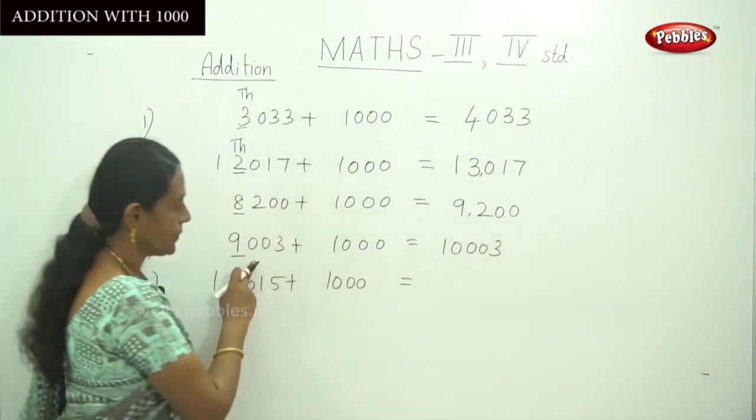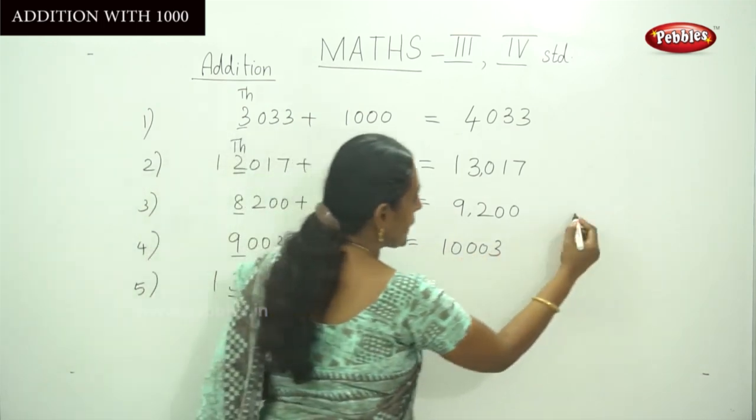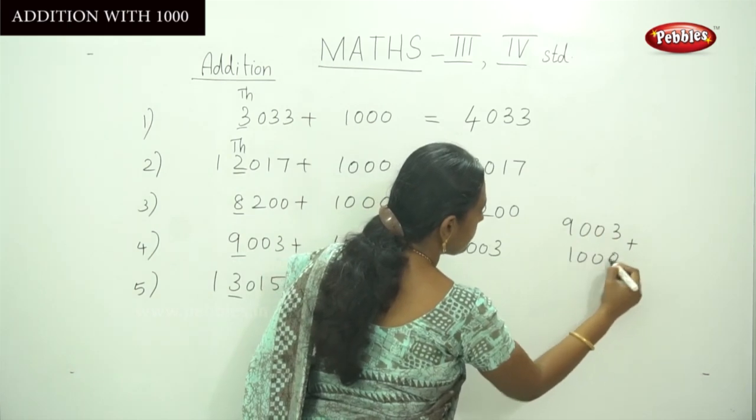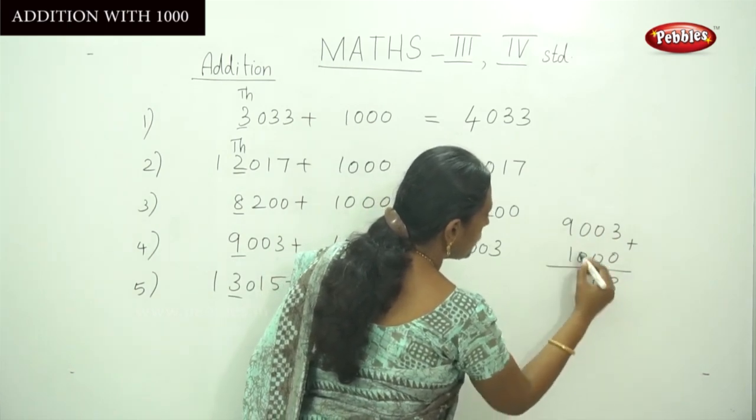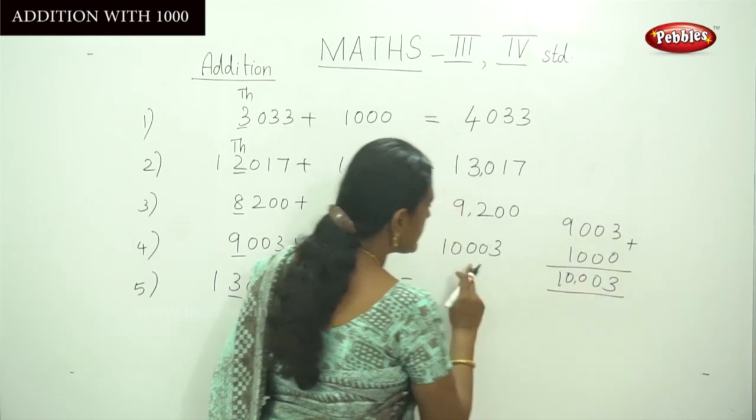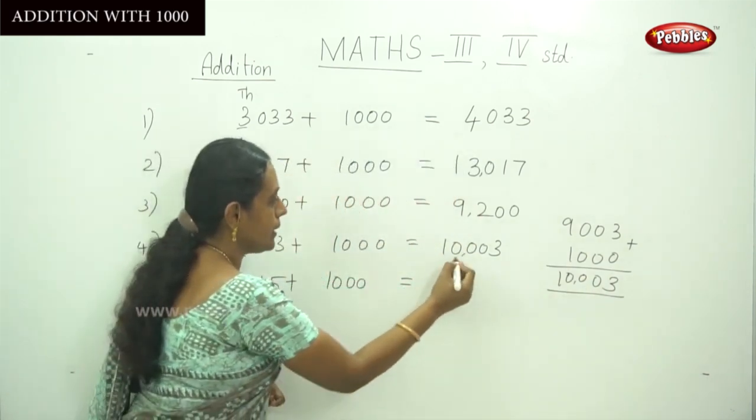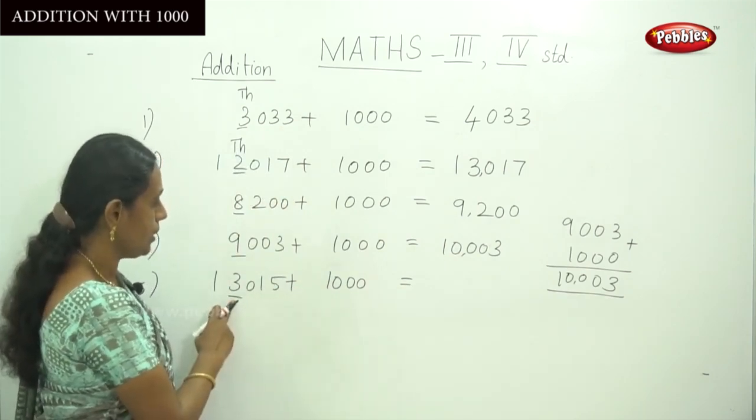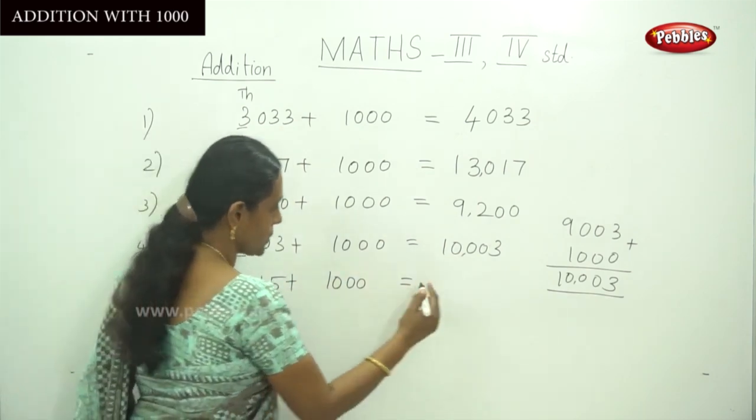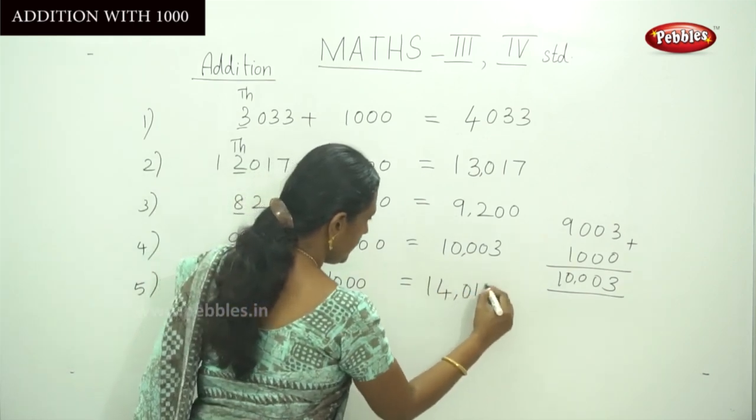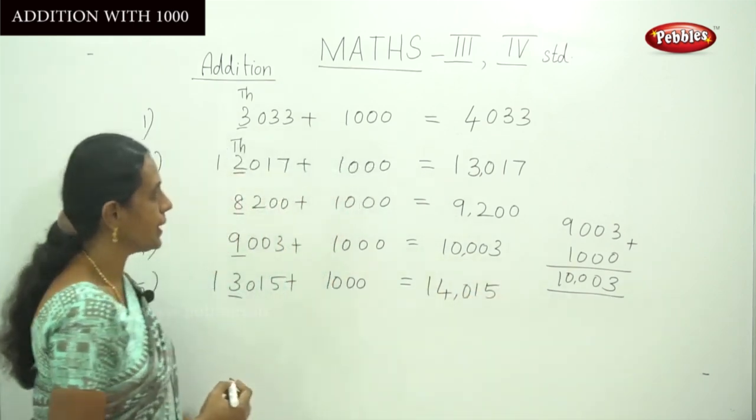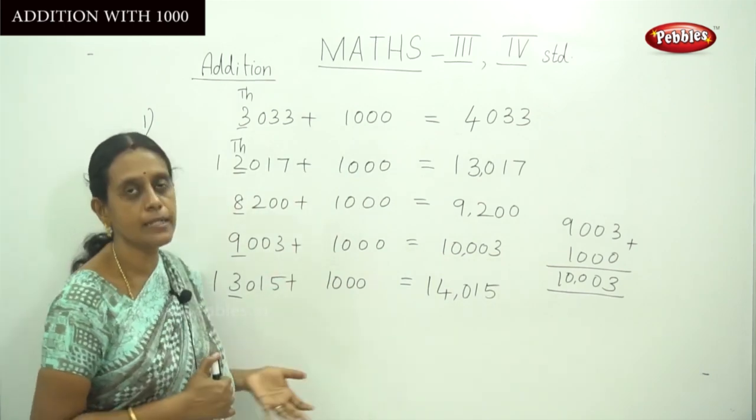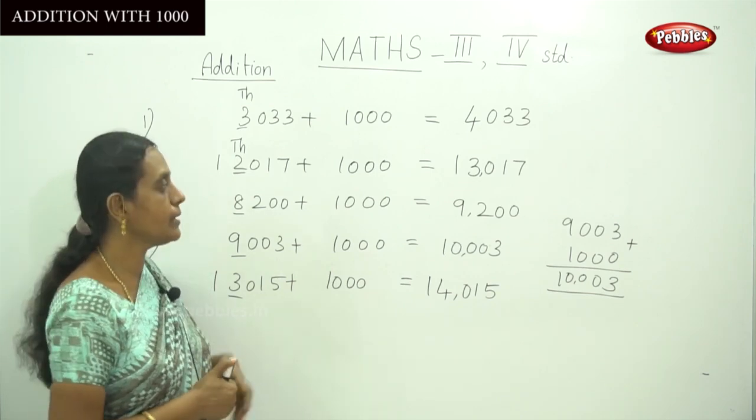And here also 9 plus 1000, that is 10,003. What's the number here? That is 9003 plus 1000. 9 plus 1 is 10. So the answer is 10,003. And here the 1000 place number is 3. So the next 1000 means 4. So 14,015.